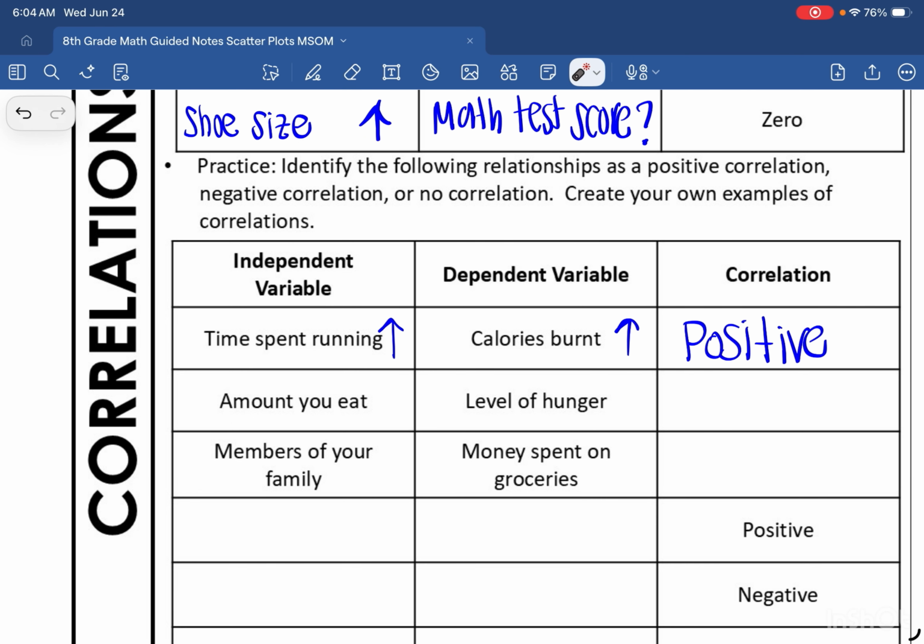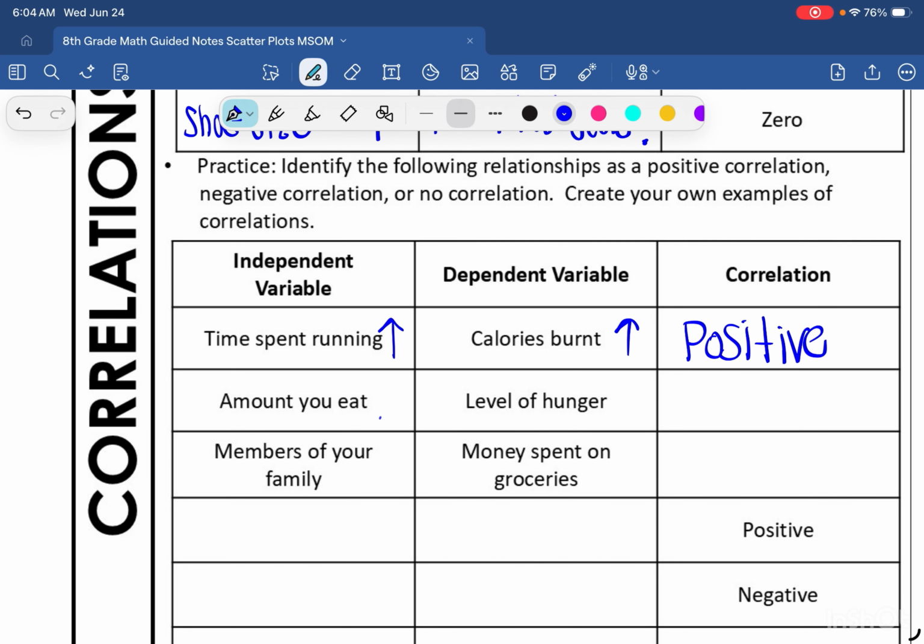Amount you eat and level of hunger. As the amount you eat increases, your level of hunger will decrease. They are going in the opposite direction, so that is a negative correlation.